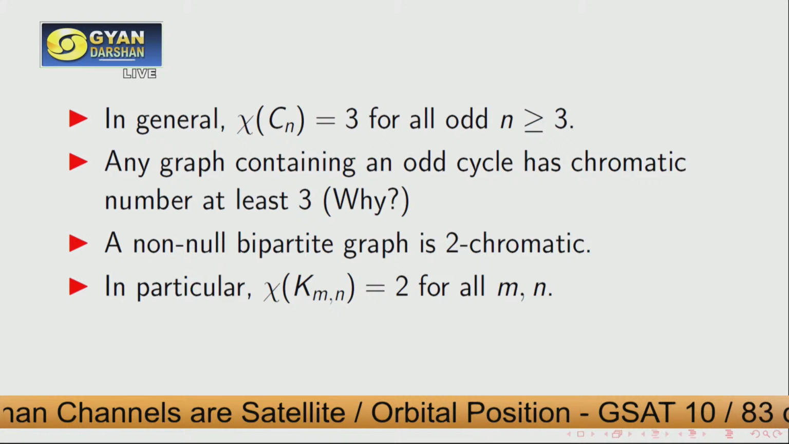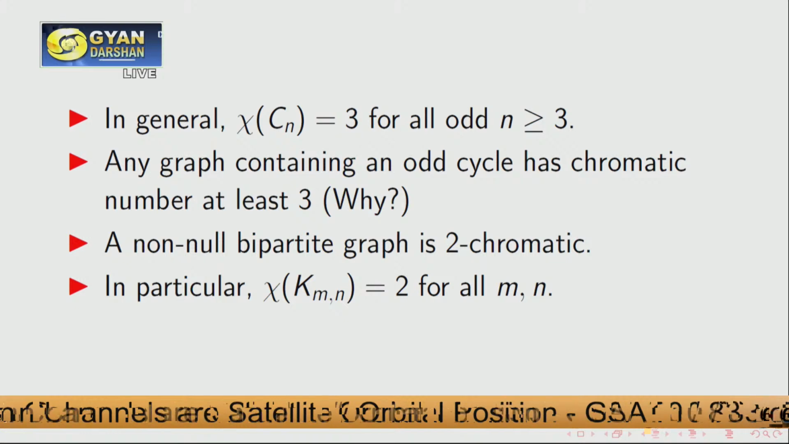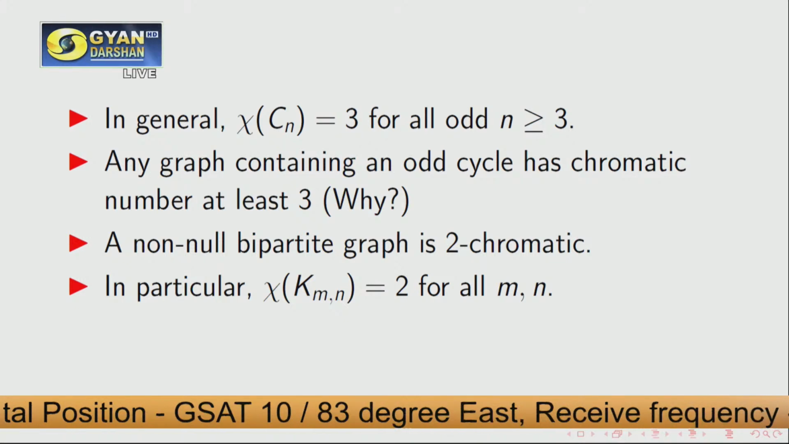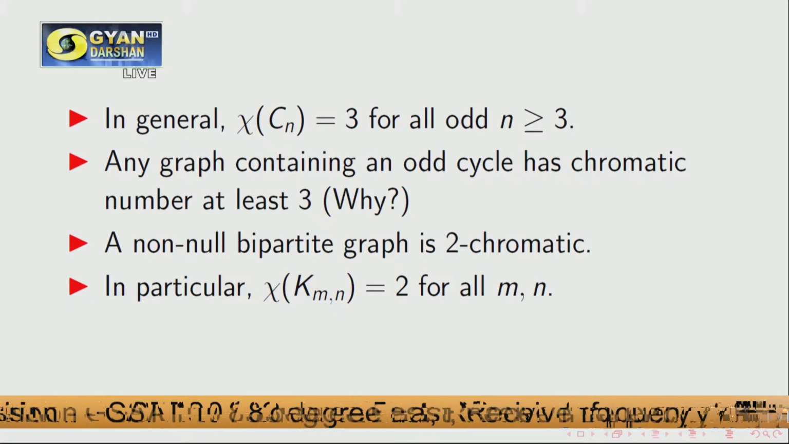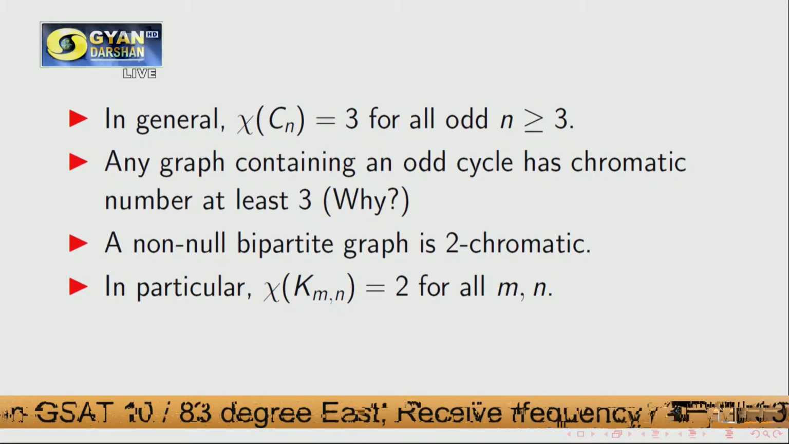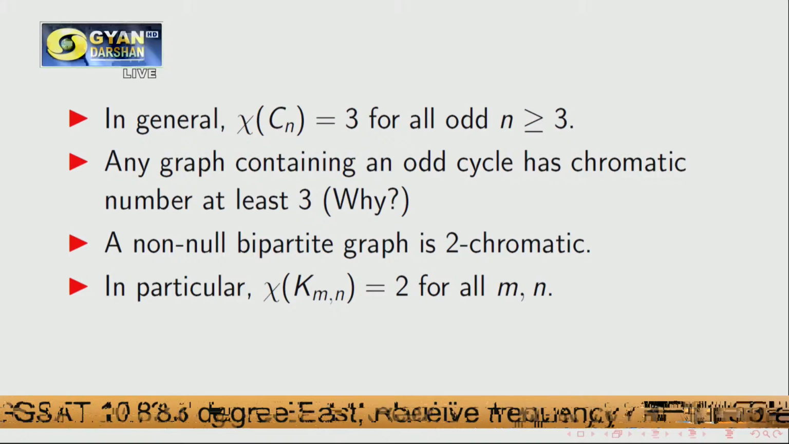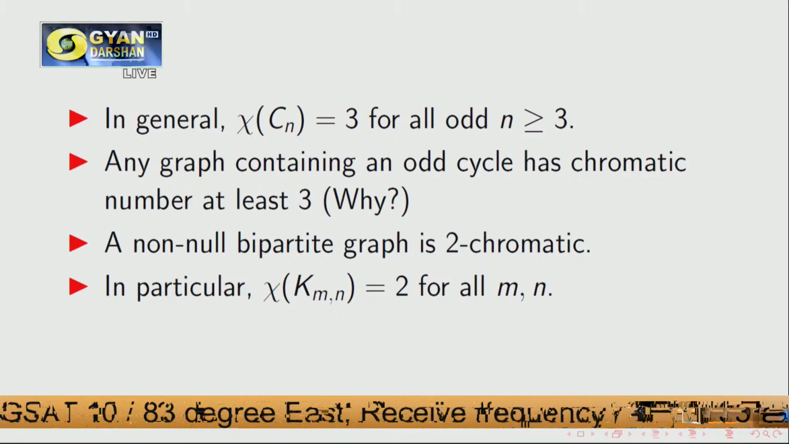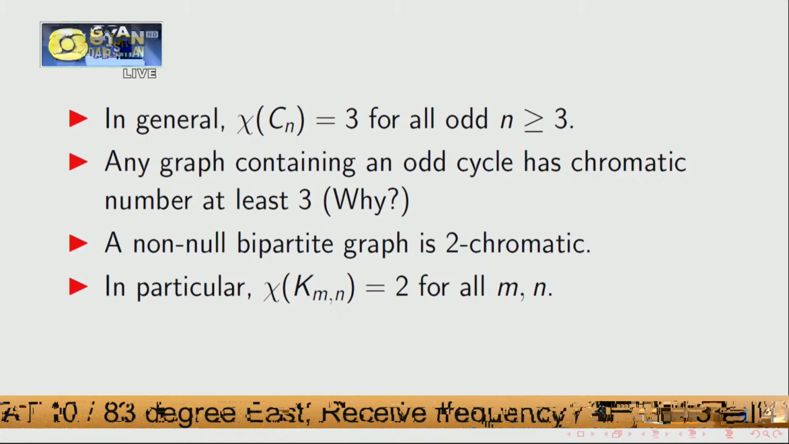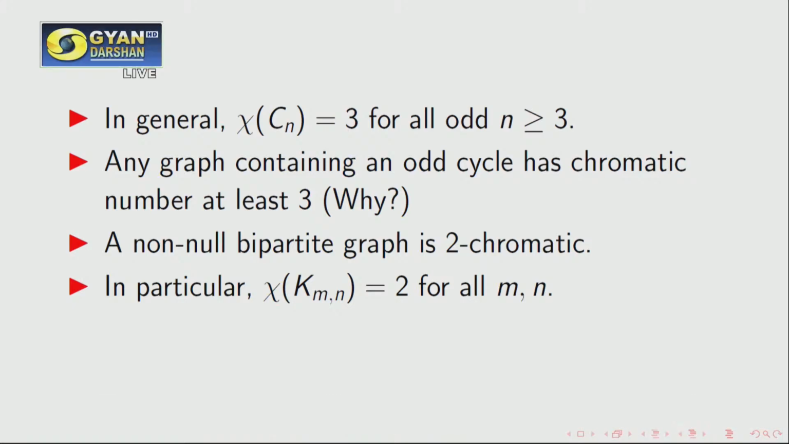Now what happens when you are given a graph which has an odd cycle as a subgraph? How would you color it, or how many colors would you need at the least? For a graph that has an odd cycle, we have seen that the odd cycle requires at least 3 colors. So no matter how the other vertices are colored, at least 3 colors are needed. You cannot do with 2 colors. So for any such graph which has an odd cycle, its chromatic number is at least 3.